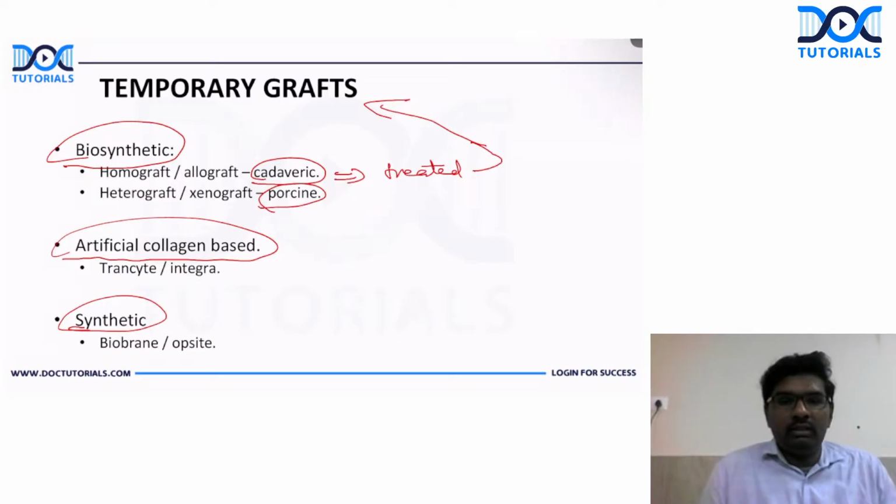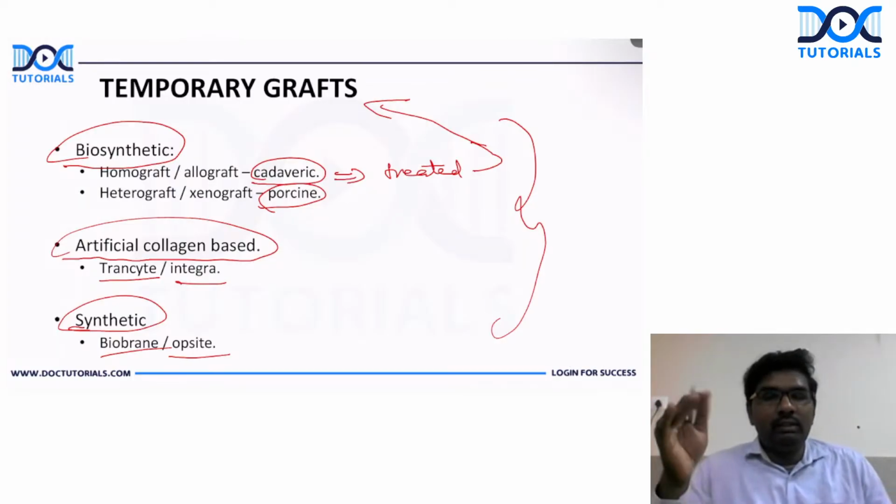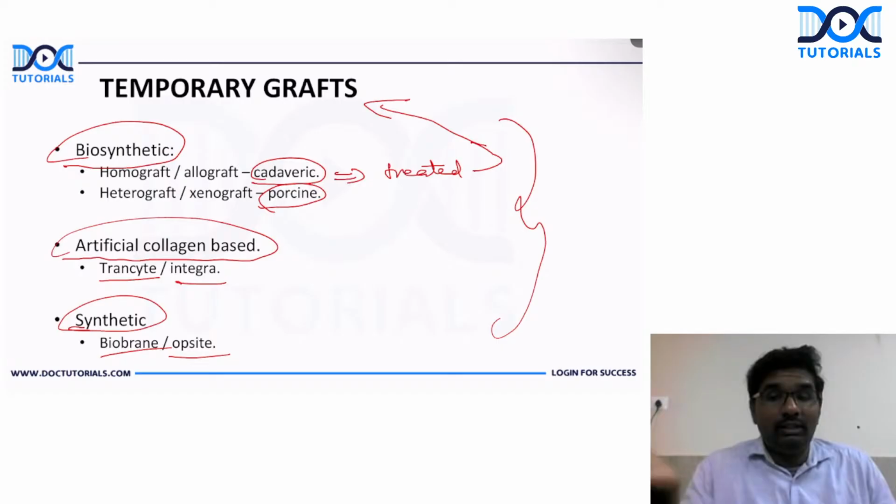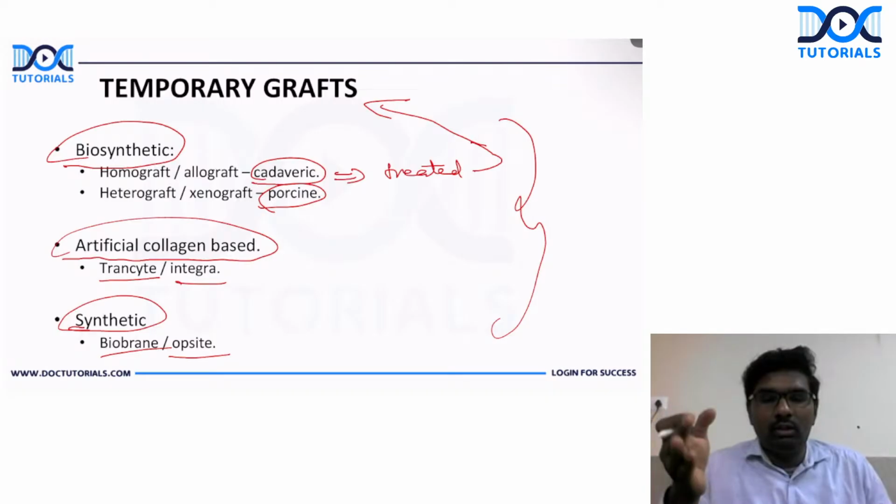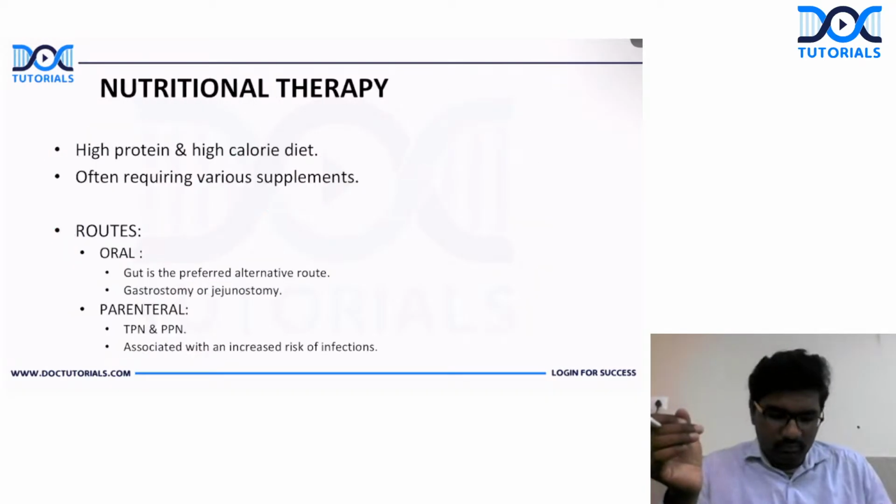And artificial collagens like Transite or Integra can be used for covering the injured or burnt area. And synthetic things like Op-Site or Biobrane can also be used. So these are the classification of temporary graft. Biosynthetic, where we are harvesting the skin from the cadavers or porcine and treating it chemically and using it for grafting. Artificial collagens like Transite or Integra, these are the brands which we commonly use. And synthetic agents like Op-Site and Biobrane can also be used.